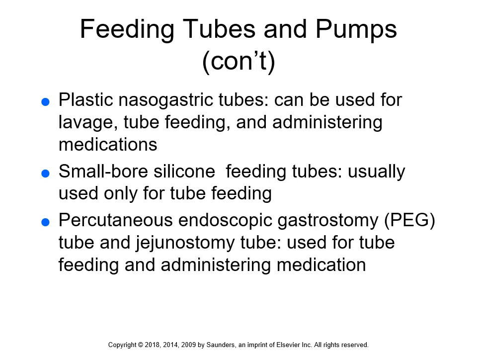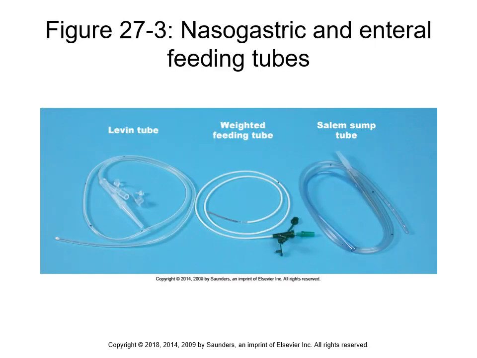There are several different types of feeding tubes and pumps. Plastic NG tubes can be used for lavage, tube feedings, and administering medications, whereas small bore silicone feeding tubes are usually used for only tube feedings. PEG tubes or J tubes are used for feeding and administering medications. Figure 27-3 shows examples of these types of tubes.